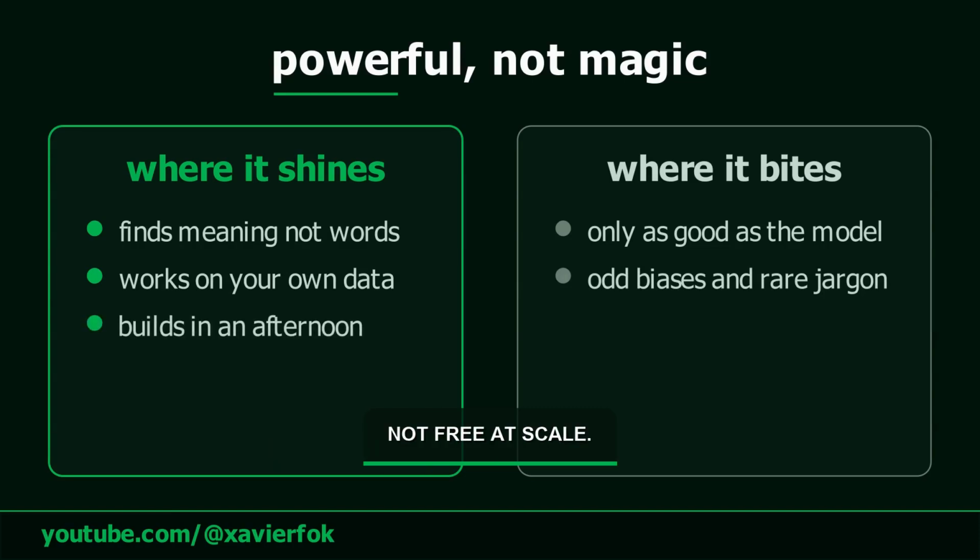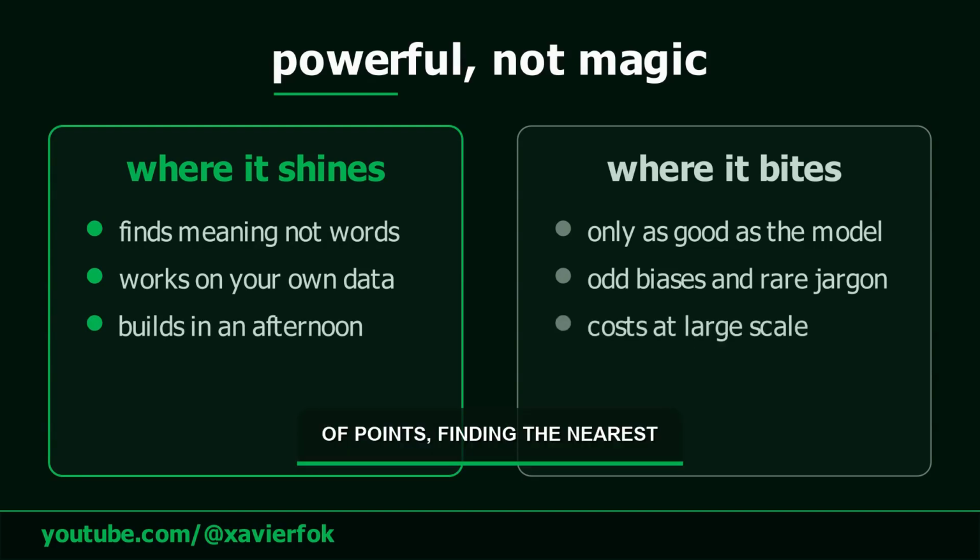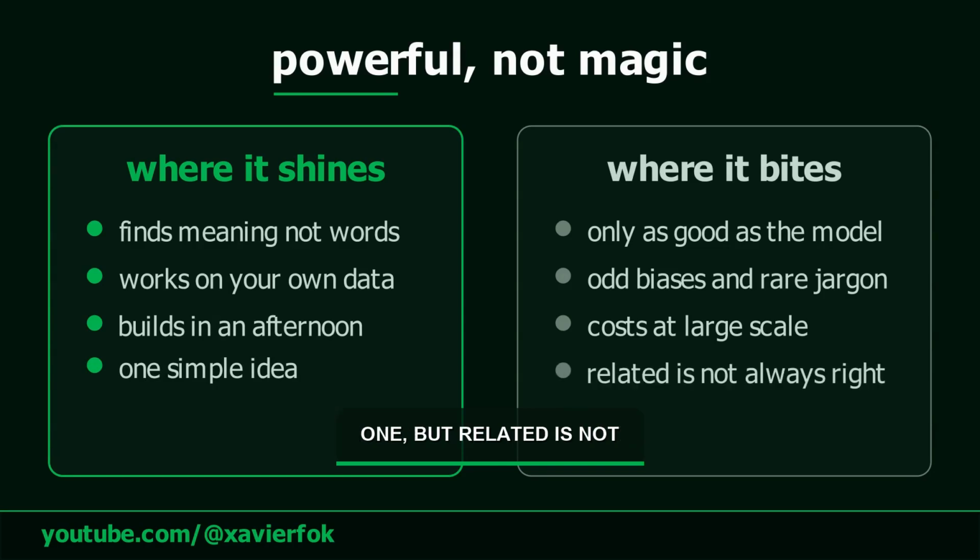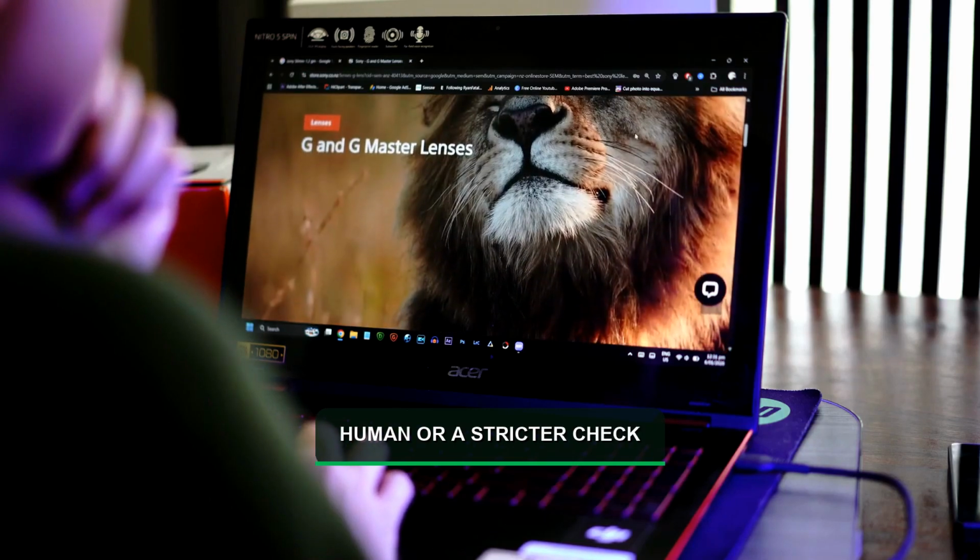Third, this is not free at scale. Generating embeddings costs a little for each piece of text, and once you have millions of points, finding the nearest ones quickly needs real tools built for that job, not a simple loop. And finally, closeness is not the same as correctness. The nearest article is the most related one, but related is not always right. So for anything that truly matters, you still want a human or a stricter check in the loop.